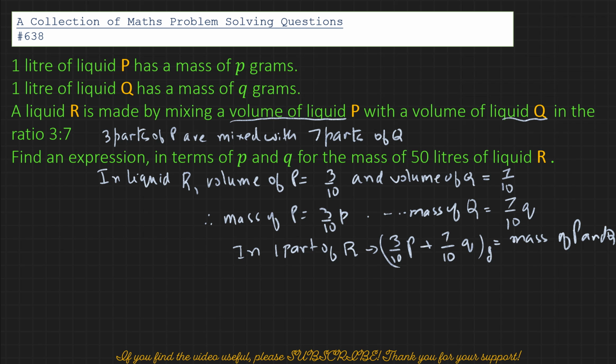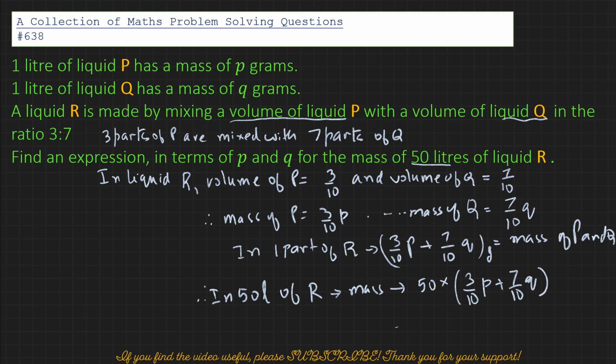So therefore in 50 liters of liquid R, I'm just writing R. The mass of 50 liters, so that volume of R, the mass would be 50 multiplied by 3 out of 10 P plus 7 out of 10 Q, and that equals 50 out of 10 times 3P plus 7Q, and that equals 5 times 3P plus 7Q, and that is the answer.